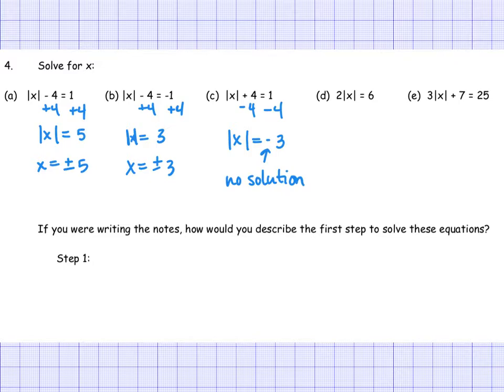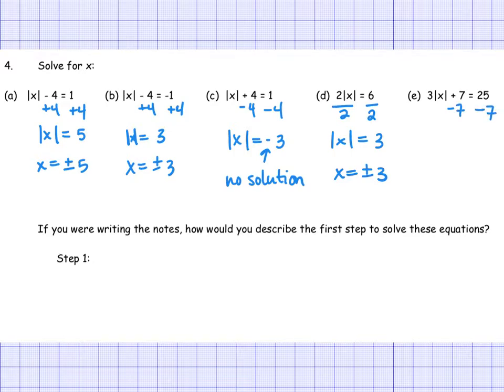Part D, anytime we have a number right up next to grouping symbols without a sign in between them, that means we're multiplying, so this is 2 times the absolute value of x. So I need to divide both sides by 2 to get rid of that. So I've got absolute value of x equals 3. So once again, I have x equals plus or minus 3. And the last one, I got a few more steps to take. Got to get rid of the 7 first.